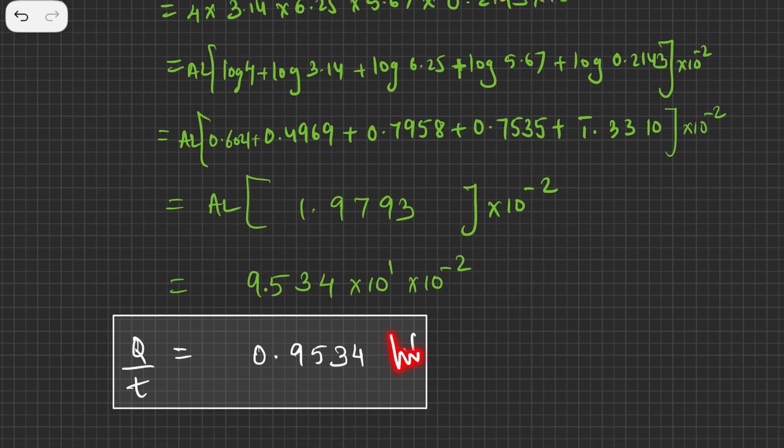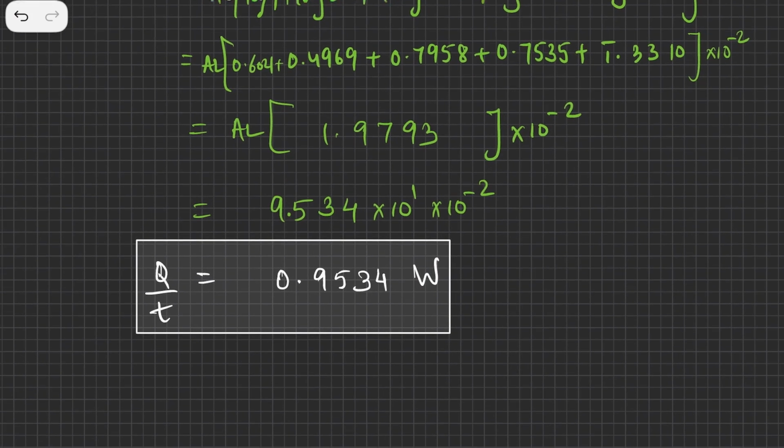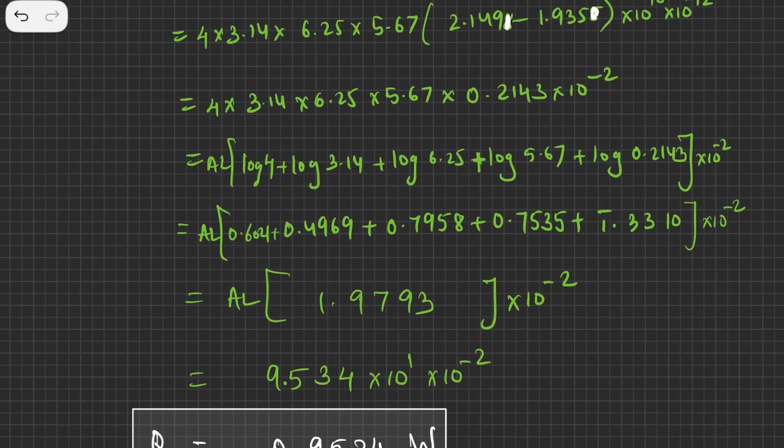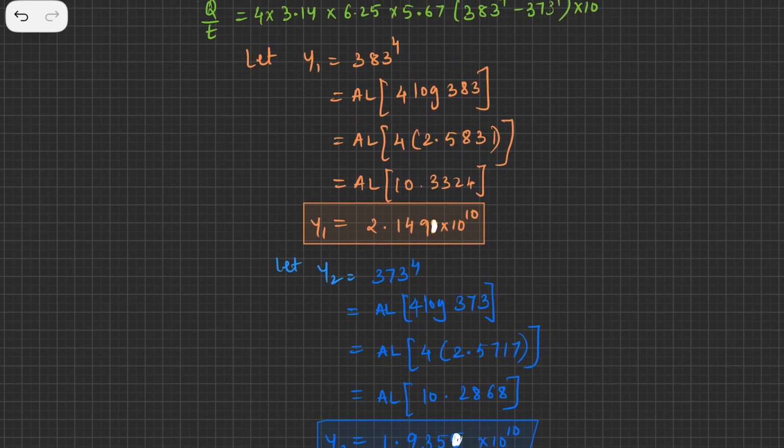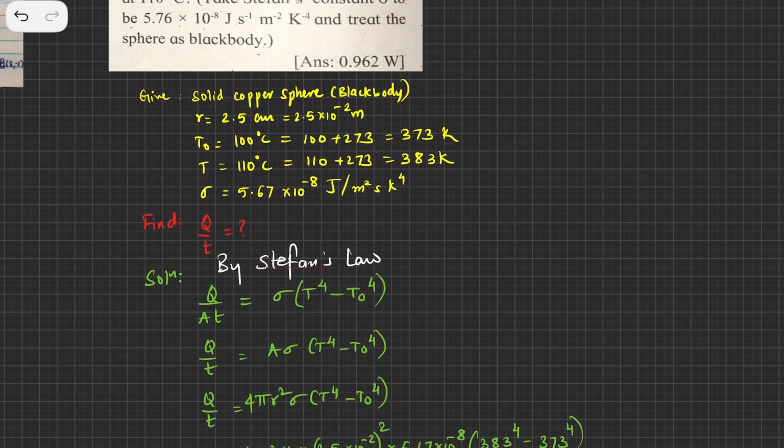These many watts is basically the power which should be supplied to that copper sphere in order to keep the temperature of the copper sphere the same. So this is it. I hope you have understood the entire numerical. Just go through it in case you haven't.